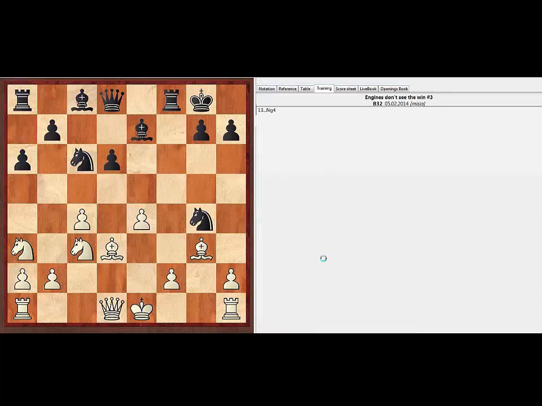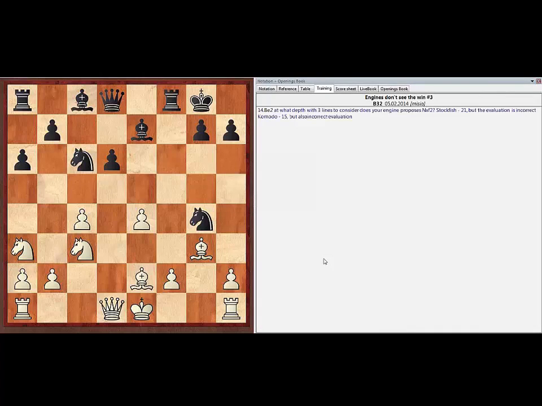So now I'm going to turn off the engine and show you the well-known first line. Bishop e2 is a mistake because black has the following combination. Knight takes f2, queen d5 check. The idea of knight f2 is that if bishop takes f2, rook takes f2, and bishop h4 check, and white's king might be in trouble. So the line goes like this.